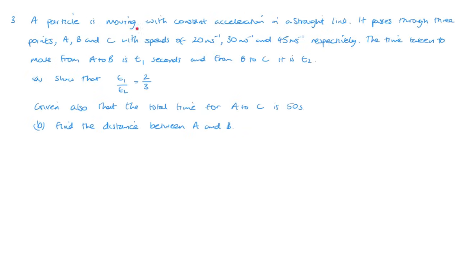Now, let's have a look at question 3. So, a particle is moving with constant acceleration in a straight line. It passes through 3 points A, B and C with speeds of 20, 30 and 45 respectively. The time taken to move from A to B is T1 and from B to C is T2. Show this.